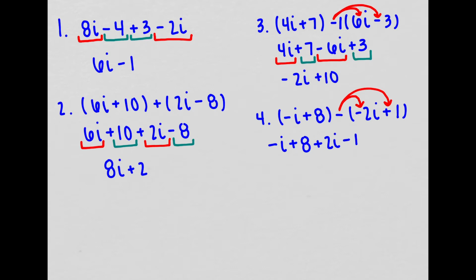I got rid of the parentheses, so now I can start combining like terms. With this negative i, I can combine it with the 2i. So that's like negative 1 plus 2, or 2 minus 1. And that just leaves me with i. And then I have a positive 8 and a negative 1. And 8 minus 1 leaves me with a positive 7.